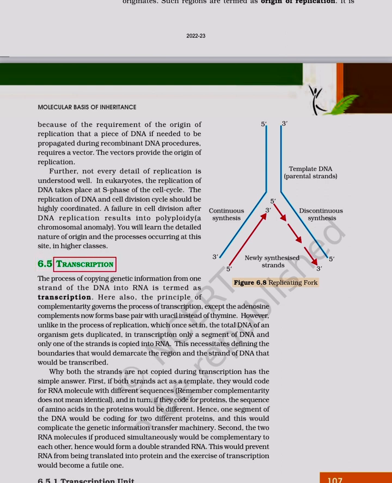6.5 Transcription. The process of copying genetic information from one strand of the DNA into RNA is termed as transcription.